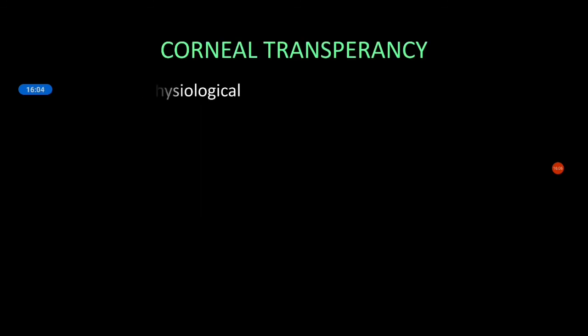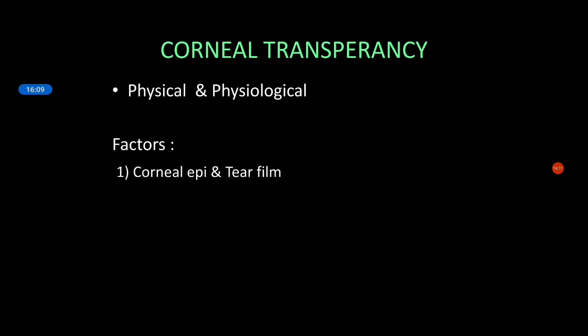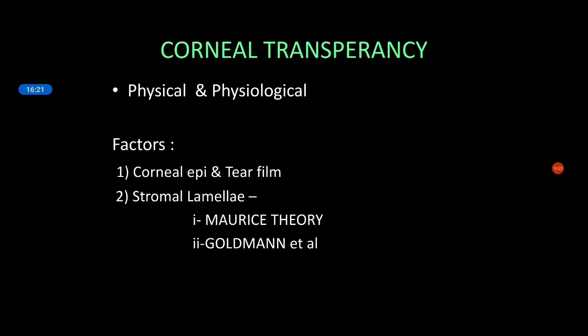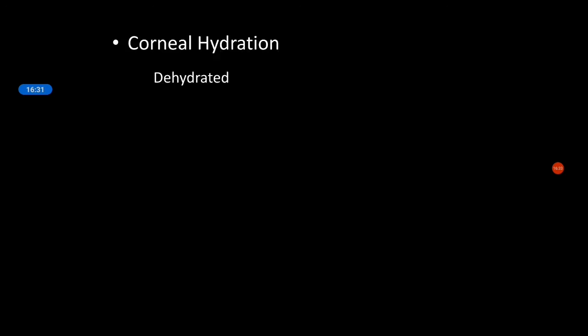Corneal transparency, we have already discussed the physical and physiological concepts behind it. We know the corneal epithelium and tear film's relationship. If the tear film is drying up, the cornea will lose its transparency. The arrangement of stromal lamellae has already been discussed. The two theories based on stromal lamellae arrangement are Maurice's theory and Goldman's theory. And there are no corneal vessels, so it is the corneal avascularity which helps in maintenance of corneal transparency. The corneal dehydration is maintained at 70%.